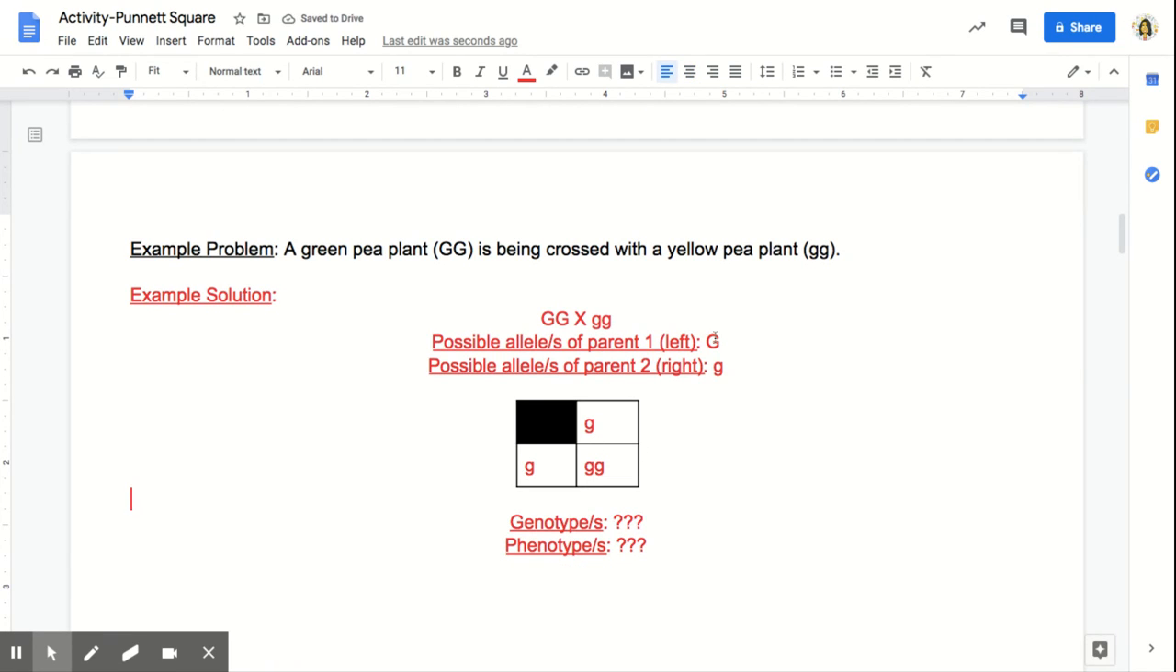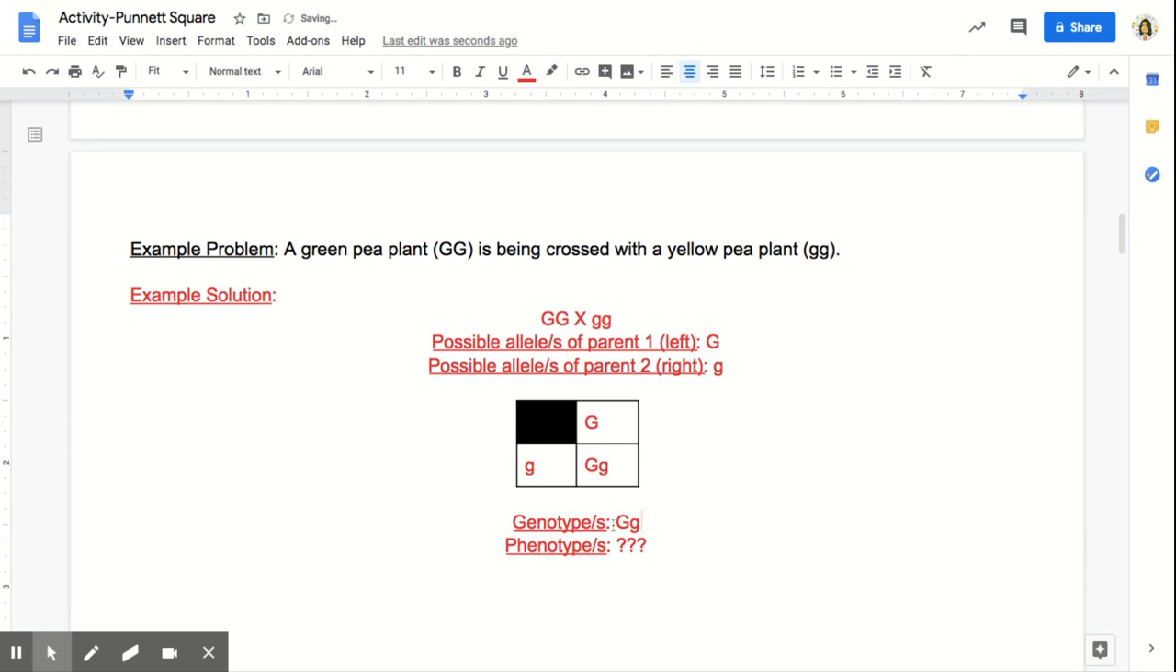So parent 1 is homozygous, dominant allele. So this is gonna be capital G. This one is a recessive allele, so small g. We're not gonna change that. And the pairing is dominant and recessive. It's heterozygous.